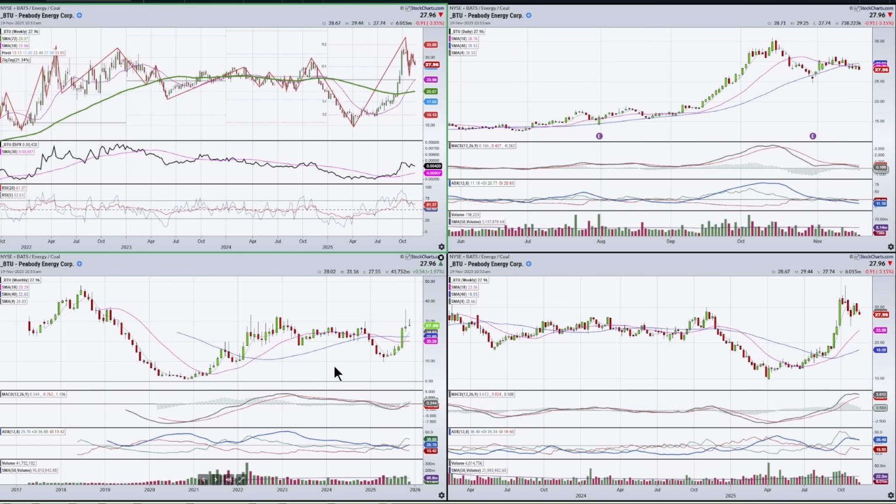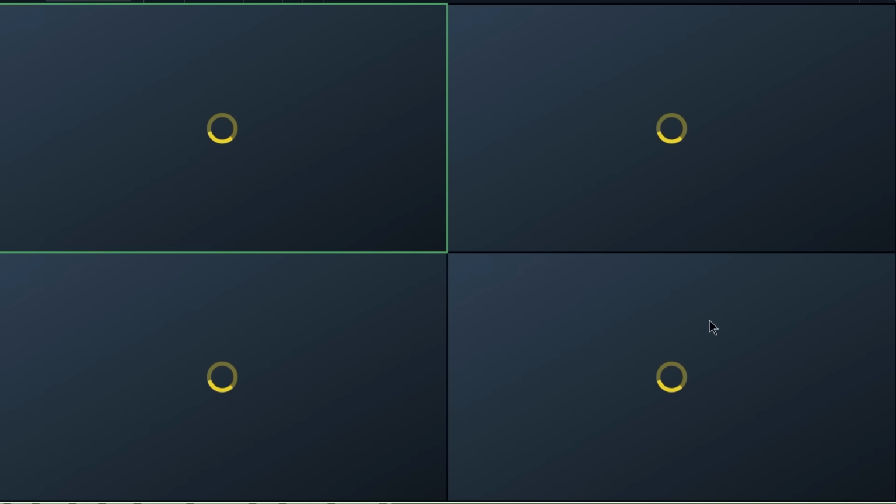BTU, a coal stock, has made a really strong move to the upside with momentum confirmation, and we've got relative strength on this move as well. Now, it hasn't officially broken out, but I think if we get a healthy consolidation here and another move through 30, then I would consider that a pretty nice buyable situation.